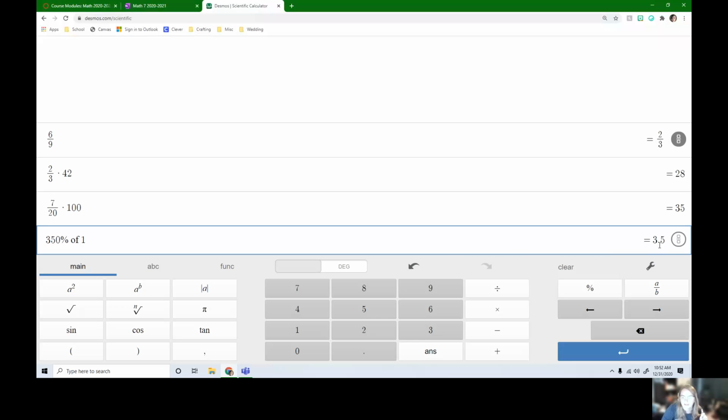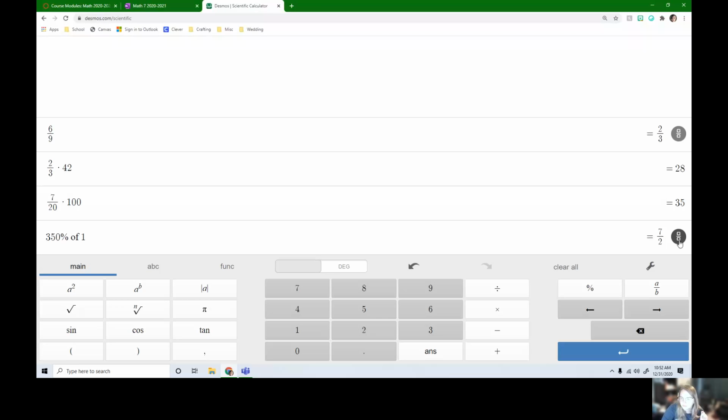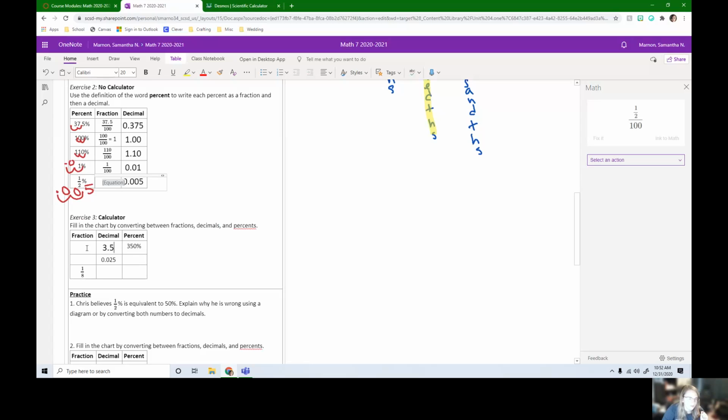If we want this as a fraction, convert to a fraction here. This says 7/2, or it would be 3 1/2. So we can write this as 7/2. Highlight it, and hit that math button, and it will write it as a fraction for us.